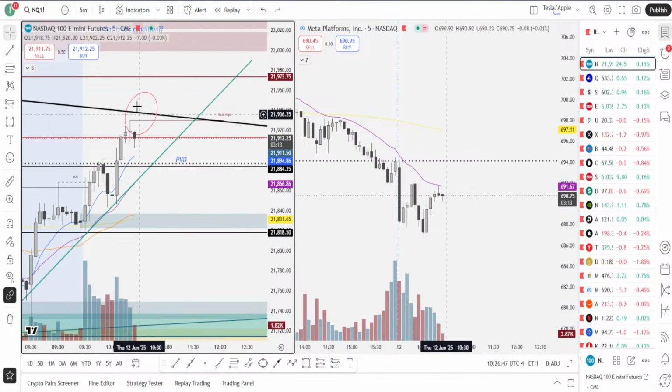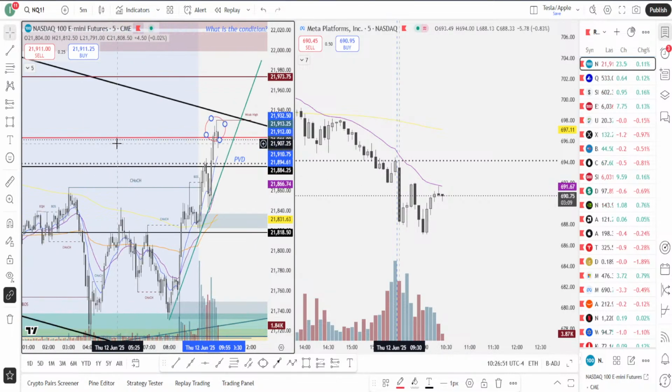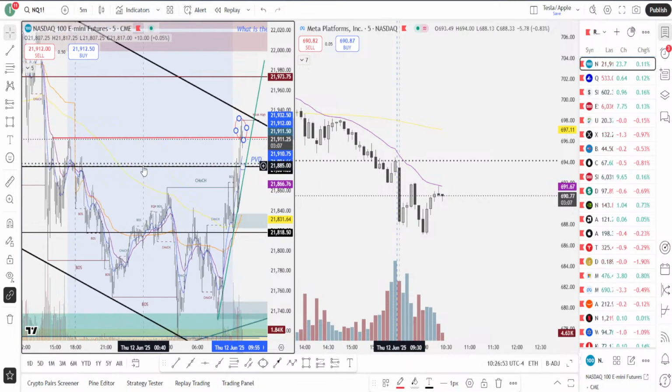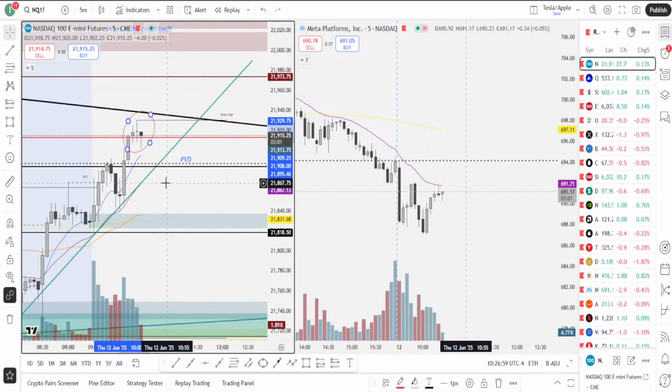Okay, so we're starting to slow down here after running this previous high from yesterday. Now price is looking very weak. We got a doji candle here, right? The buyers are getting smaller, right? Body of the candles is getting smaller and smaller.